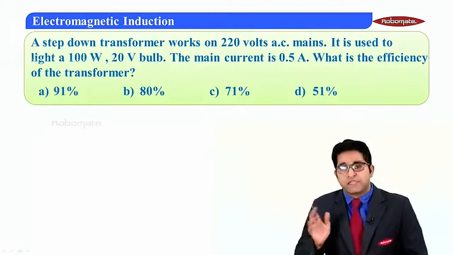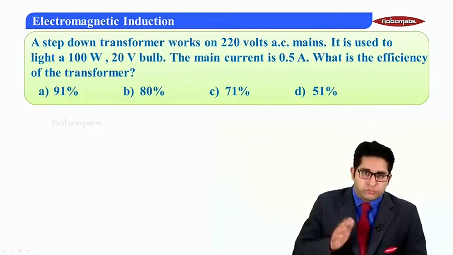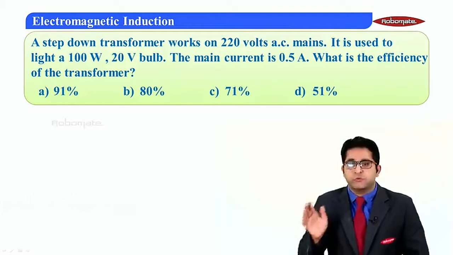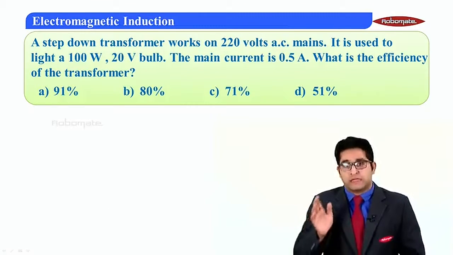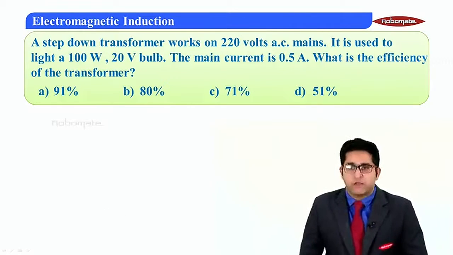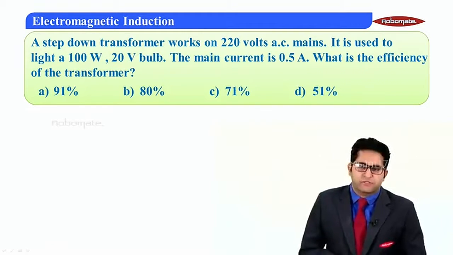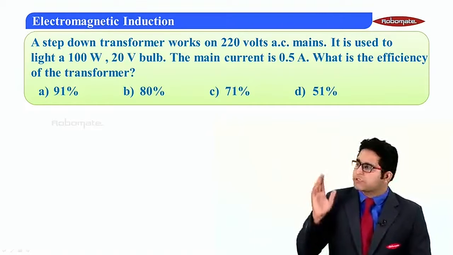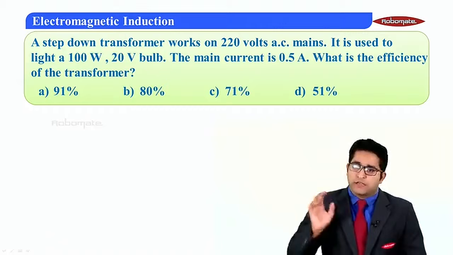It says a step down transformer works on 220 volts AC mains. It is used to light a 100 watt 20 volt bulb. The mains current is 0.5 ampere. What is the efficiency of transformer? And the options are option A 91%, option B 80%, option C 71% and last option is 51%.